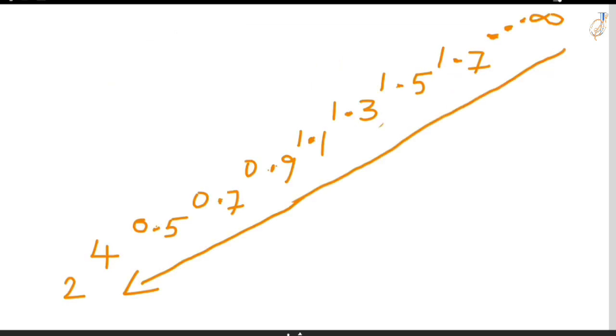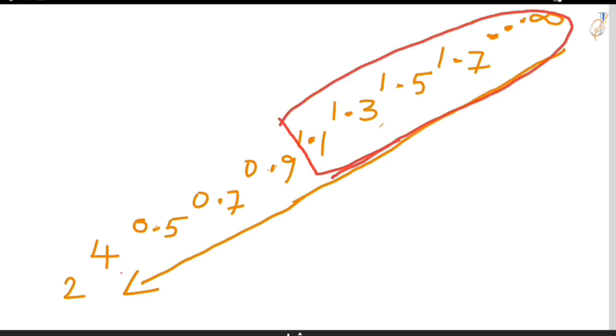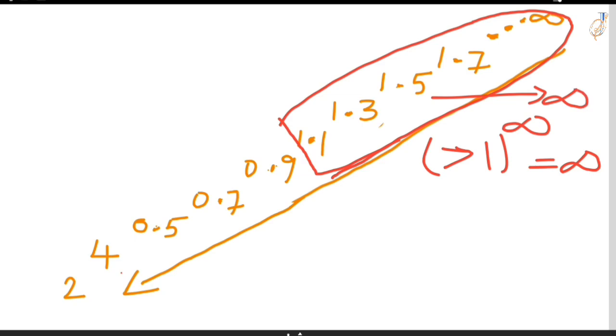Do you observe here 2 raised to the power of 4 raised to the power of 0.5 raised to the power of 0.7 raised to the power of 0.9 raised to the power of 1.1 raised to the power of 1.3 raised to the power of 1.5 raised to the power of 1.7 and so on up to infinity. Observe from here. This value is greater than 1. We conclude that greater than 1 raised to the power of infinity gives infinity. So this value becomes infinity.